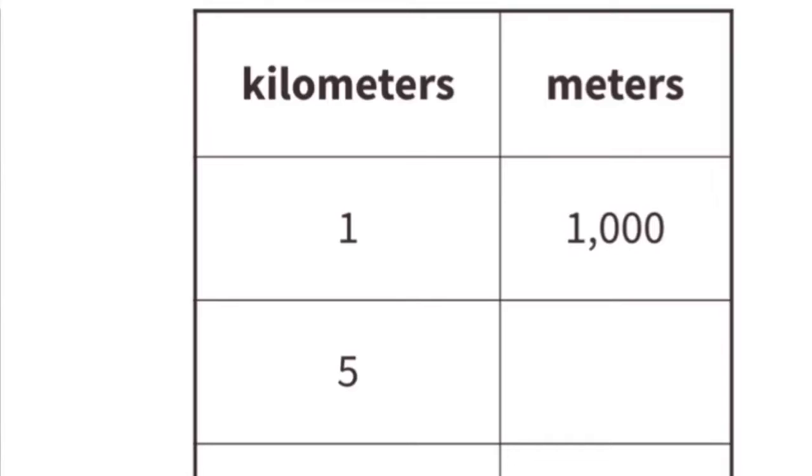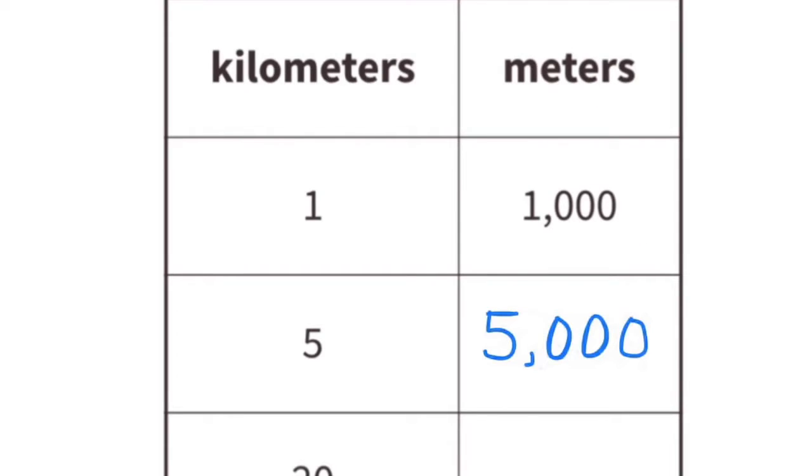On this table, 1 kilometer represents 1,000 meters. So for every 5 kilometers, I would have 5 times 1,000 meters. 1 kilometer equals 1,000 meters, 5 kilometers equal 5,000 meters.